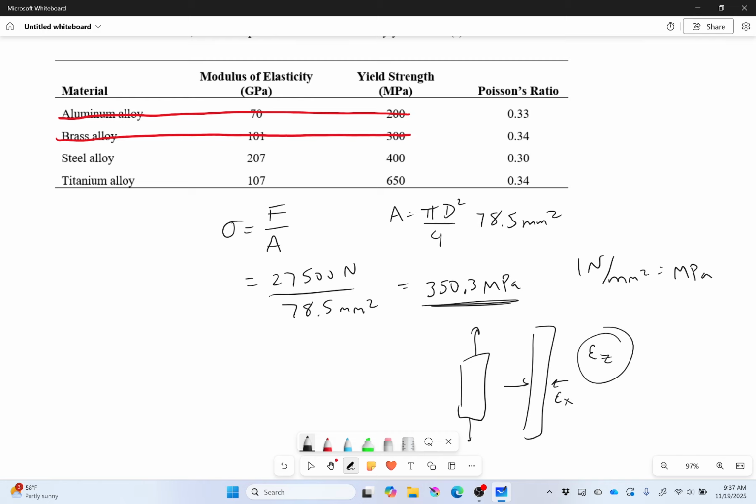How do I connect strains in different directions? Well, I use what's called Poisson's ratio. It's simply equal to negative my strain in the short direction over my strain in the long direction. So we can use Poisson's ratio, which is given, to figure out what my strain is in the diameter direction based on my strain in the z direction.